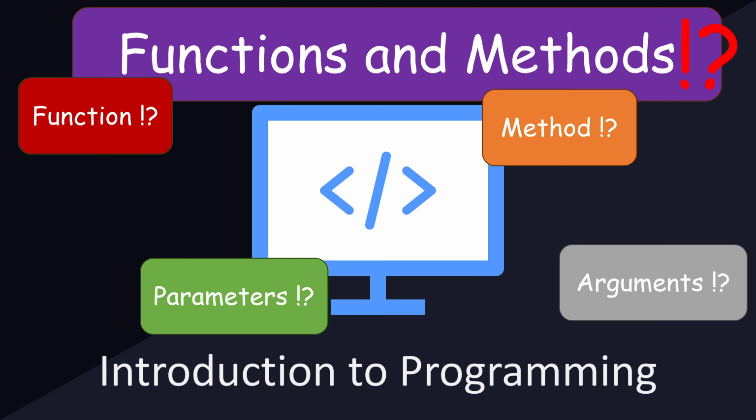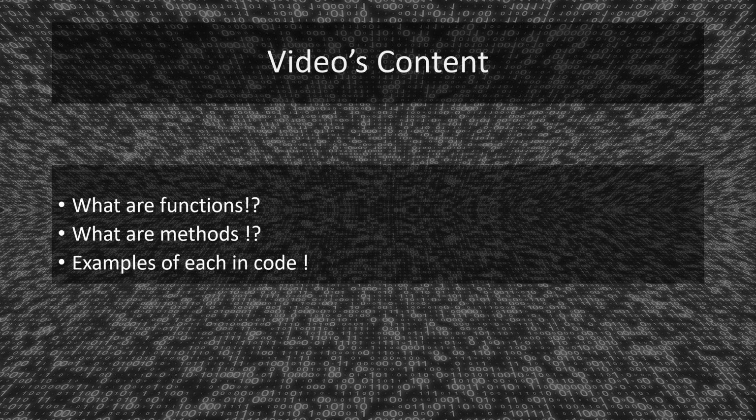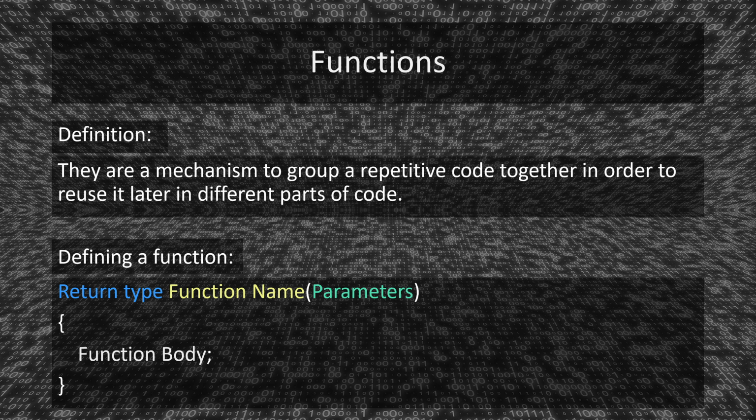Hello guys, in this video I'm going to talk about functions and methods. What are functions, what are methods, and we are going to see examples of each in code. So let's start. Functions are a mechanism to group repetitive code together in order to reuse it later in different parts of code. We are going to see this in code.